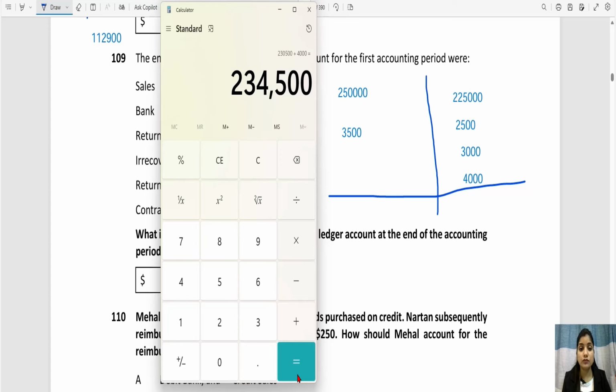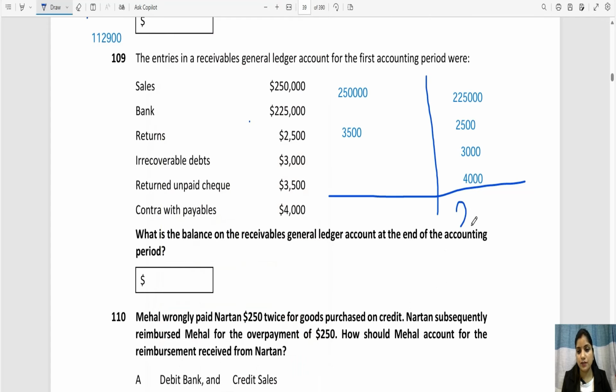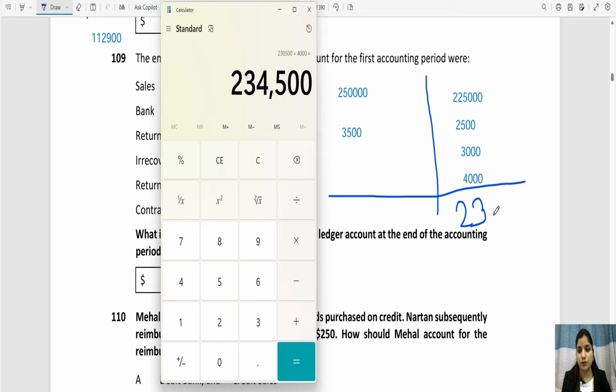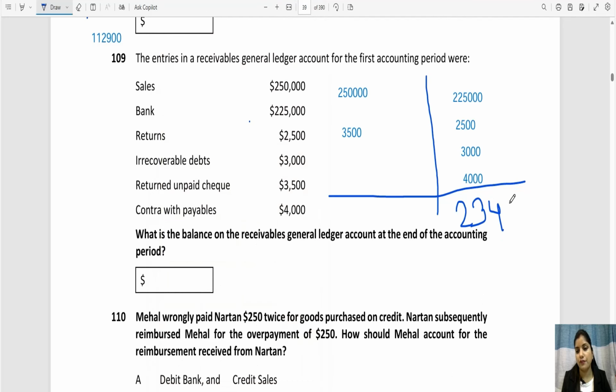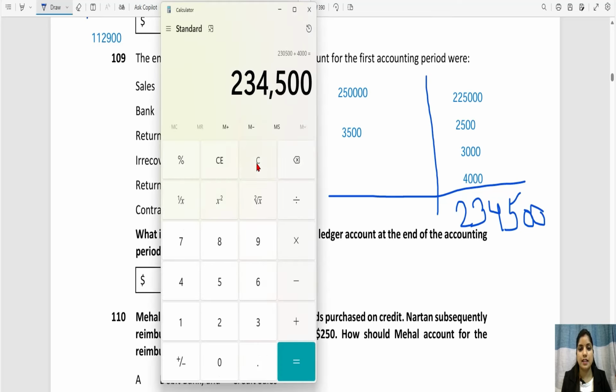Okay, so that gives us a total balance of 23... How much was it? 234,500. Okay, so if we add the debit side, let's see how much it is. 250,000 plus 3,500. So this will give you a total of 253,500.